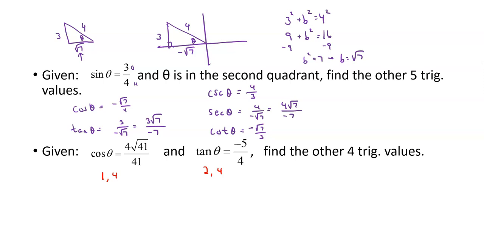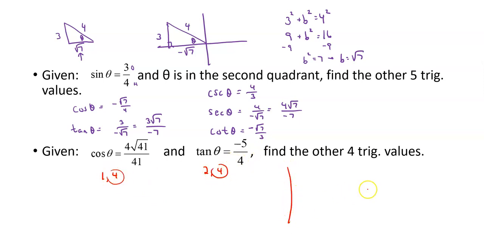Because the cosine is positive in quadrants 1 and 4. That's the x-coordinate, right? To the right of the y-axis is positive. Tangent is negative when the sines and cosines are different signs. So that's in quadrants 2 and 4. So I must be in quadrant 4.